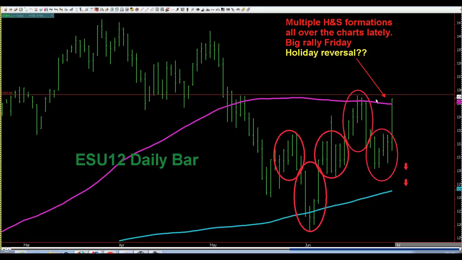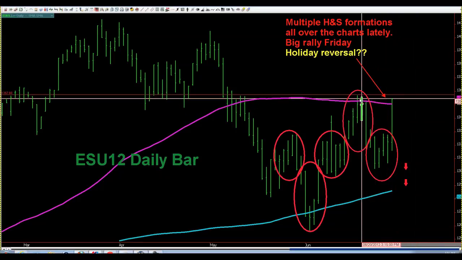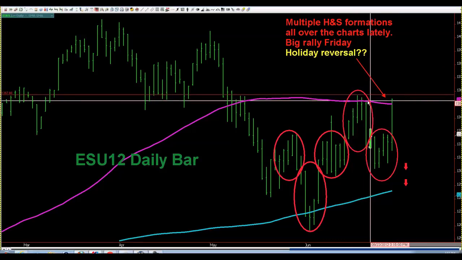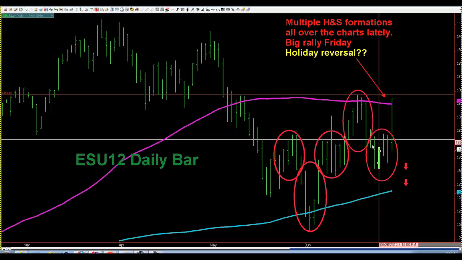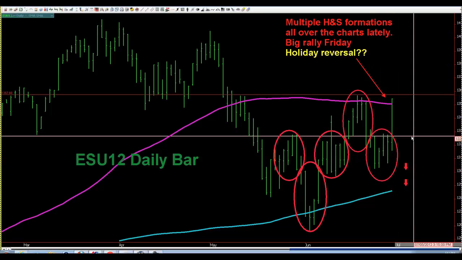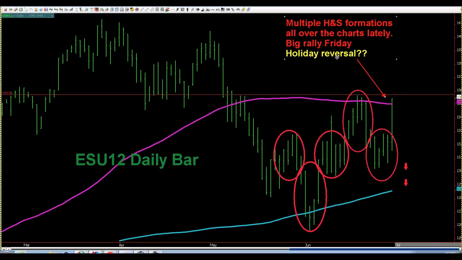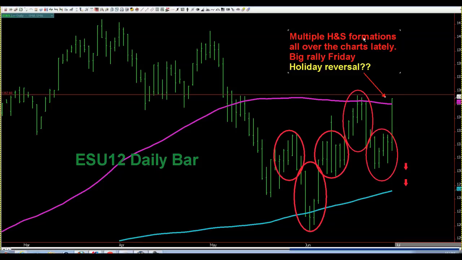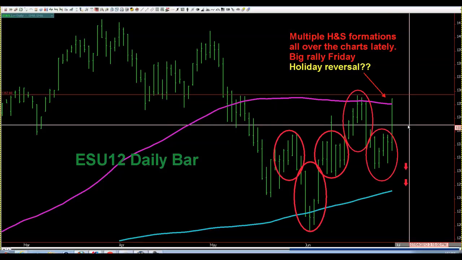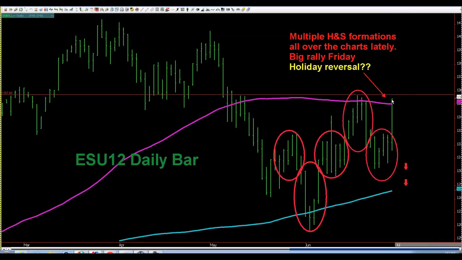The emini S&P, if you recall, the last time it rallied up to our OTAPMA, it failed and broke miserably. Gave us the right shoulder. Now we've had another rally right back to the OTAPMA area, right before the holiday. Multiple head and shoulders formations all over the charts lately. Then a big rally on Friday, right before the holiday reversal begins. Maybe the holiday reversal started slightly early.